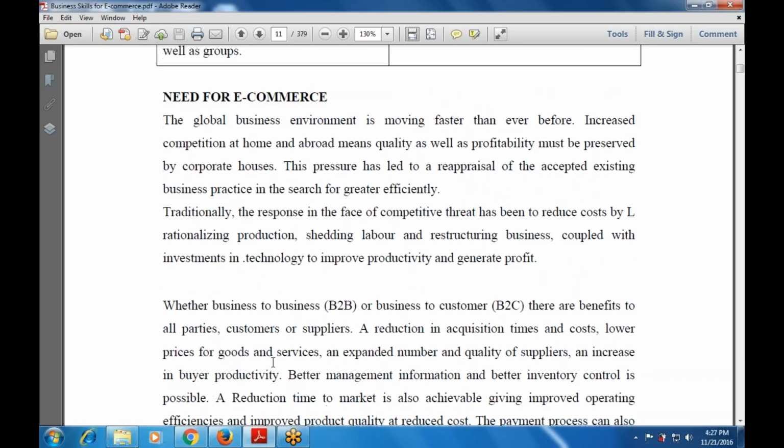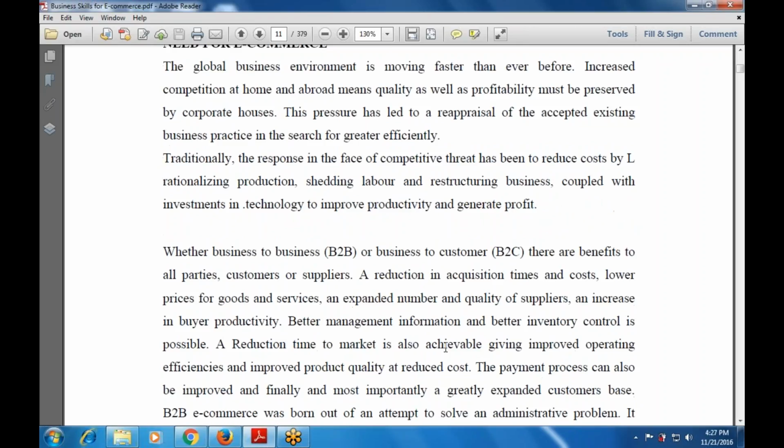And yes, we can use either B2B or B2C, that is business to business or business to consumer. It depends on the requirement of the parties, customer or supplier. And there is a reduction in the acquisition time and cost, so lower prices for goods and services, expanded number and quality of suppliers, and increase in buyer productivity. A reduction in time to market is also achievable, giving improved responses, improved operating efficiencies, as well as improved quality at low or reduced cost.